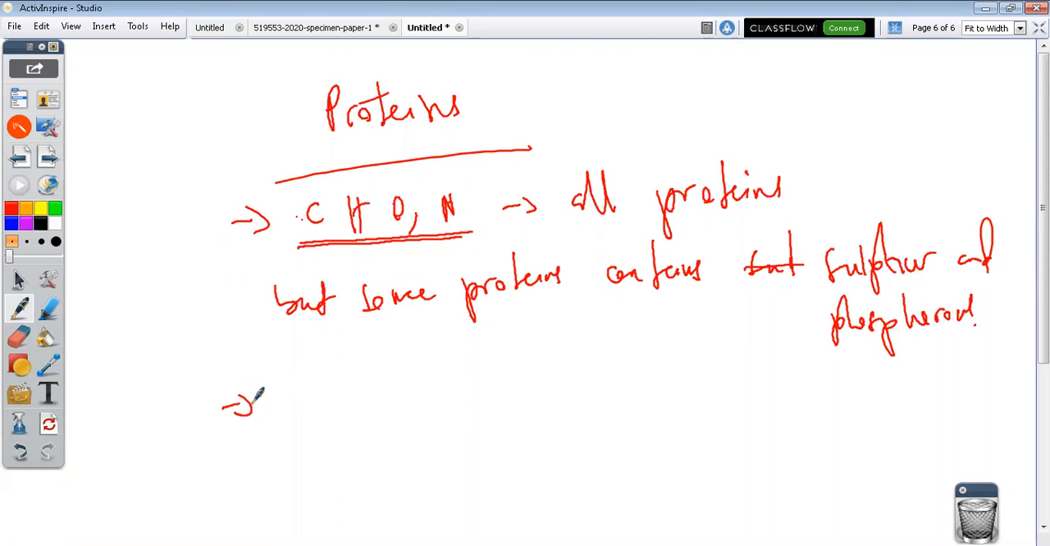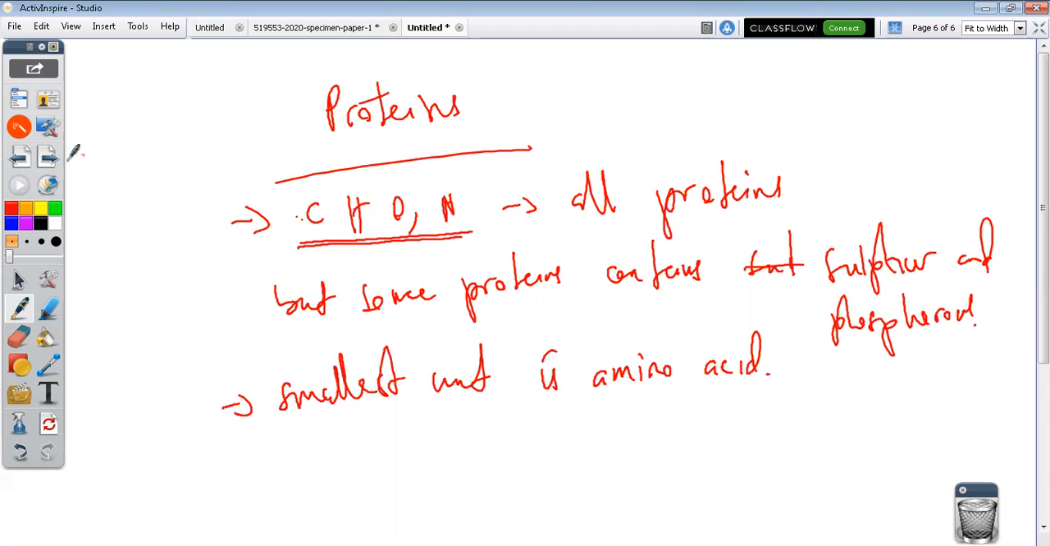And what is the smallest unit for a protein? Amino acid. Yes. Smallest unit is amino acid. So now we've got different proteins because it depends on how the amino acids are grouped or arranged. Clear now?